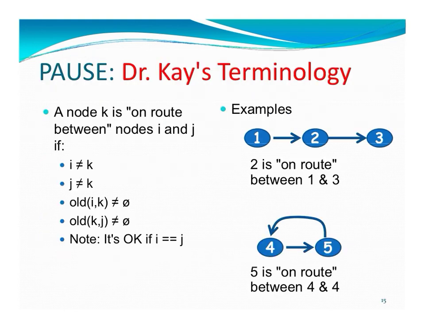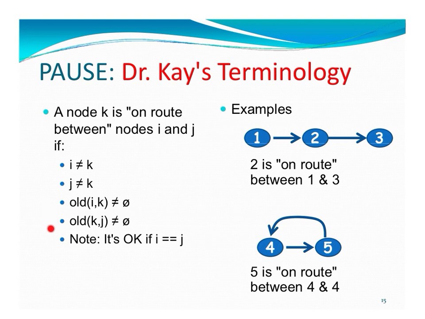Now I just want to pause for a second and give you some terminology that is my personal terminology that the book doesn't use, but I think makes it easier. I'm going to say that a node is en route between 2 other nodes, and we're going to call the node that's en route k. And k is en route between 2 other nodes if k is different from the other nodes and there is a path from the other nodes through k.